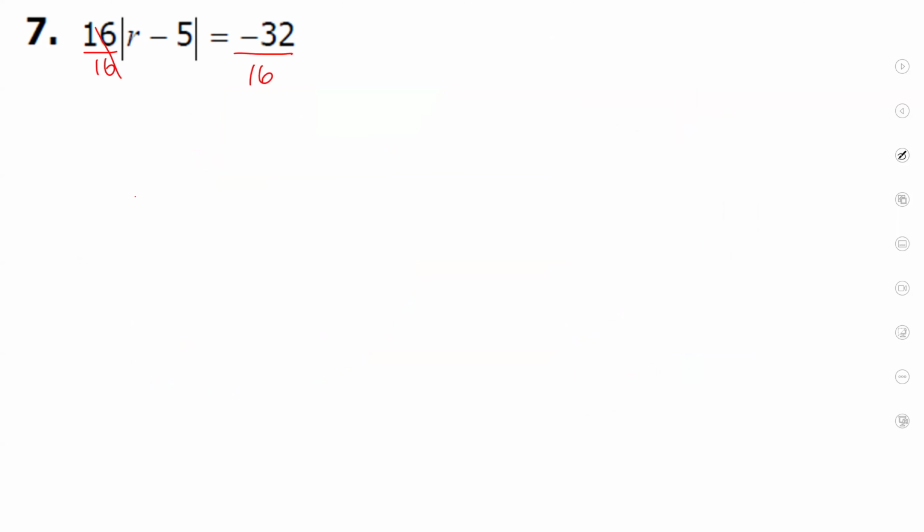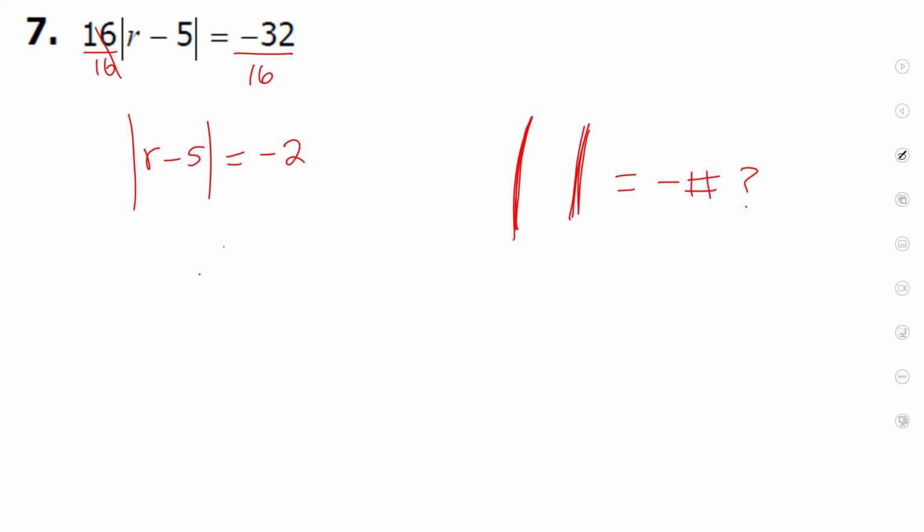So guys, I have the absolute value of r minus 5 equaling negative 2, because negative 32 divided by 16 is negative 2. But guys, think about this. Can your absolute value equal a negative? No. Absolute value makes everything positive. This cannot happen. So you can just stop here and put no solution. Once you isolate your absolute value symbol and it equals a negative, you're done. It's no solution. No matter what number you plug in for r, the bars make it positive. It will never equal negative.